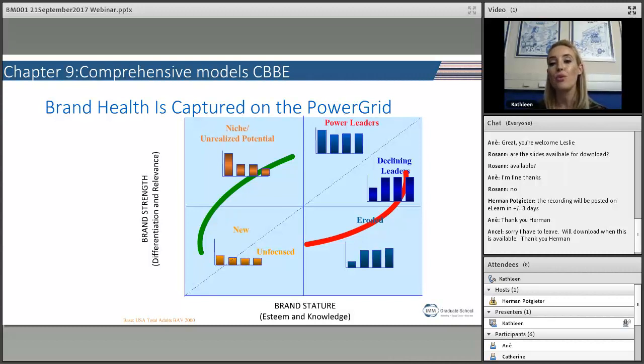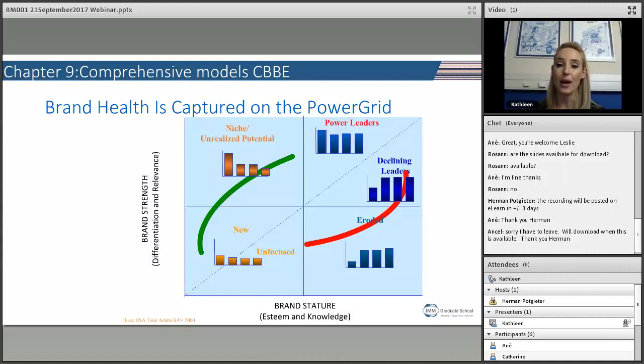If we look at an eroded brand, this is normally a brand that was popular once and has now kind of lost its appeal. You'll see that it's no longer seen as being unique or special in the market, although customers do know a lot about it because it used to be popular. So they know everything that there is to know, but they don't feel like it offers them anything special.